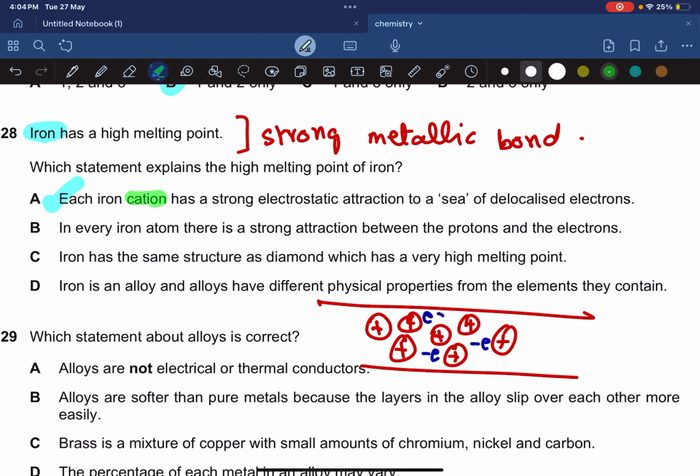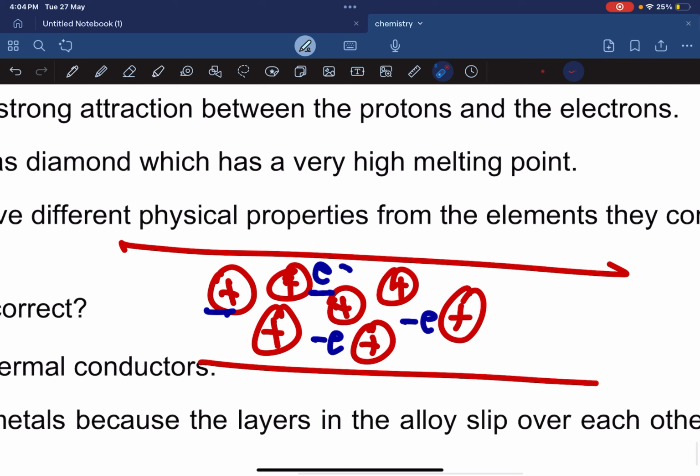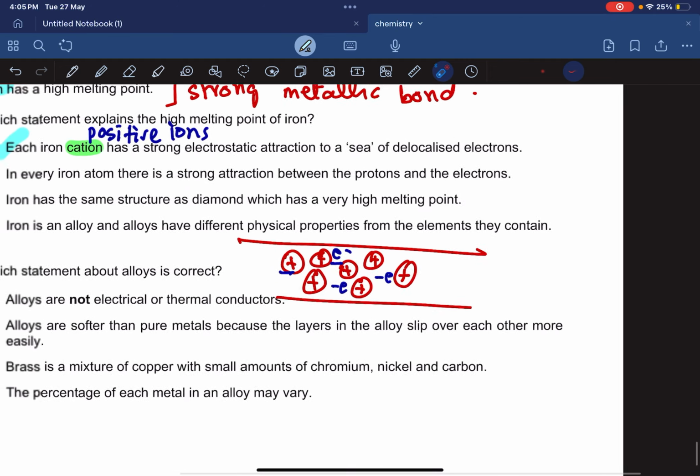This cation word seemed a bit fishy right here, but I guess that makes sense because cations are just positive ions. So you have positive ions and you have these electrons and you have a strong attraction between them. That's why you have a high melting point, because what you have to break when you're melting iron is this attraction between these electrons and these positive ions. When you're breaking ionic bonds, when you are trying to melt an ionic compound, what are you breaking? You're breaking the attraction between the positive cations and the negative anions. Over here, you're breaking this attraction. So that's what explains the thing.